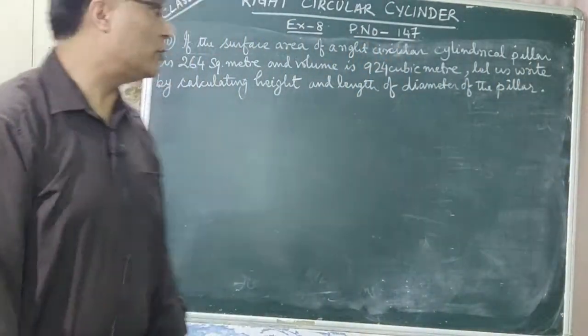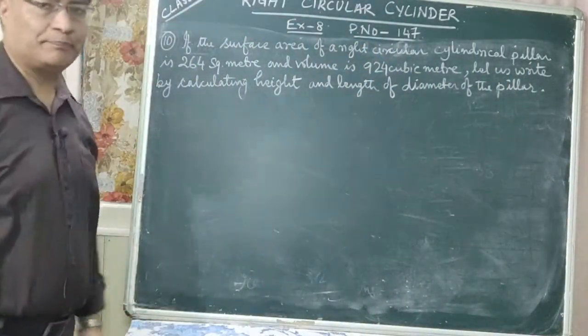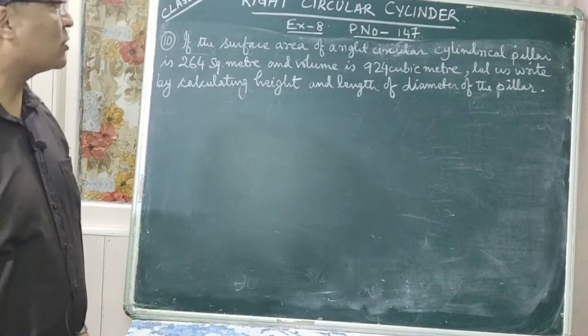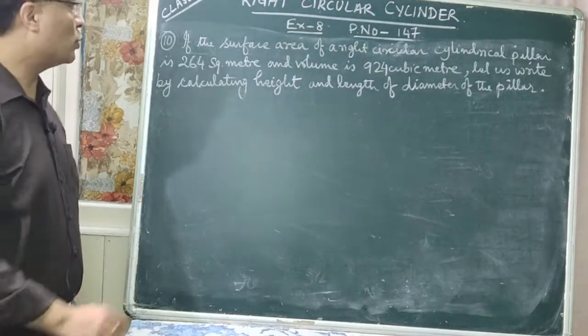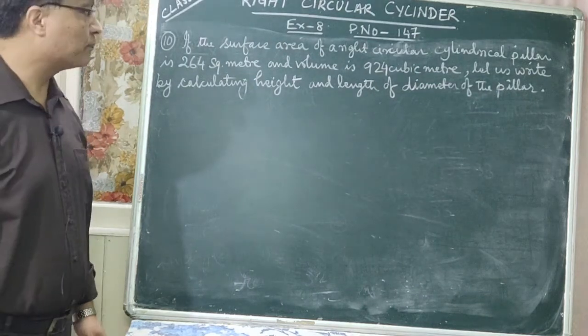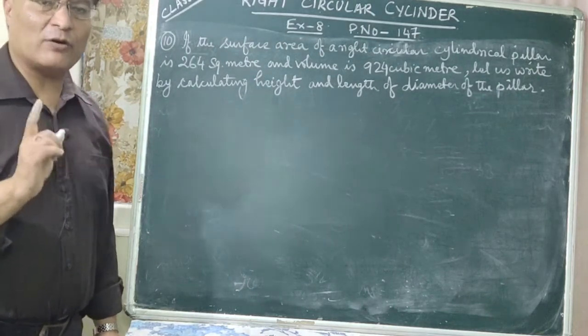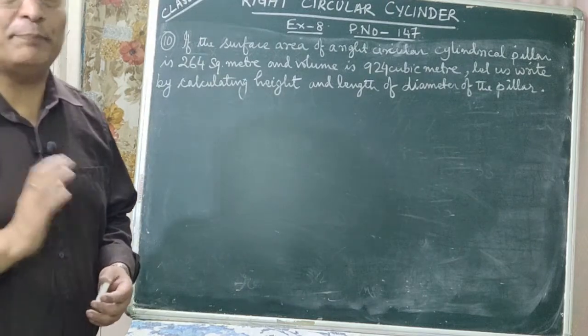So now we'll do the next question, that is question number 10. It is given that if the surface area of a right circular cylindrical pillar is 264 square meter, that is surface area of a right circular cylindrical pillar.